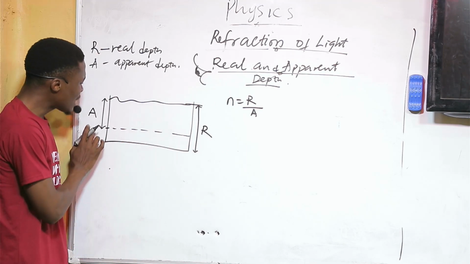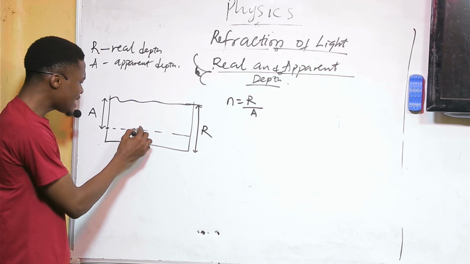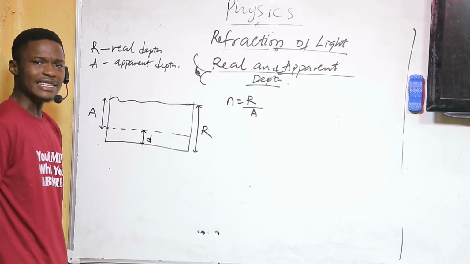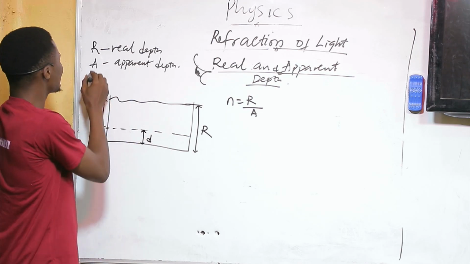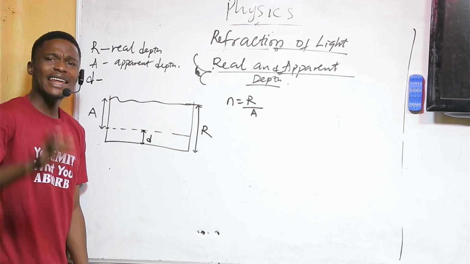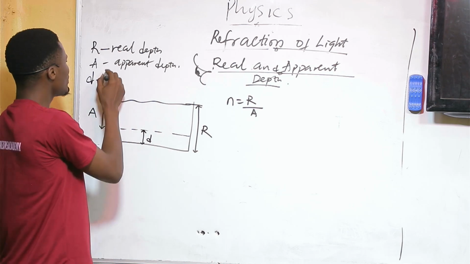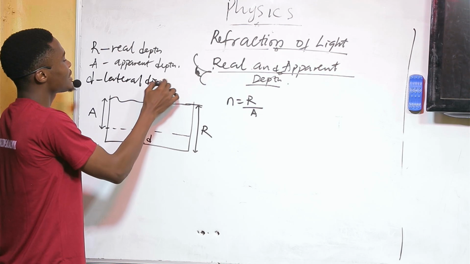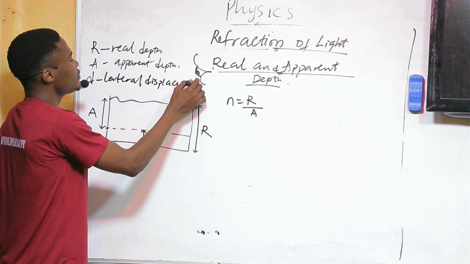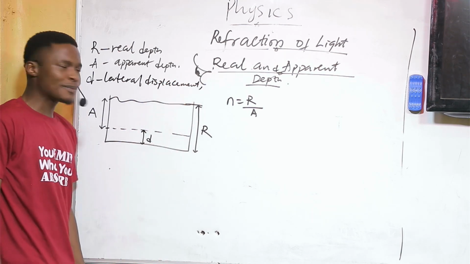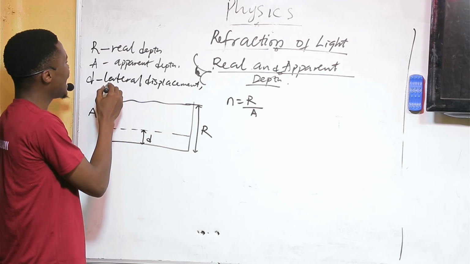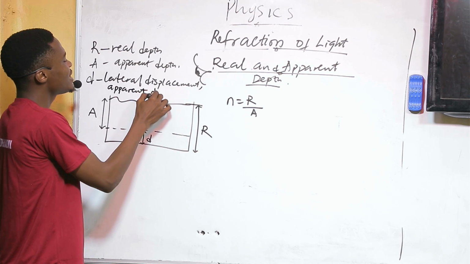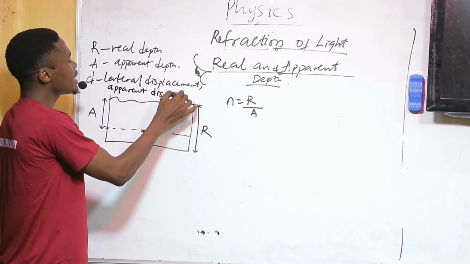Now, I want you to look at this diagram again. You see that from here to here is also a distance, D. That distance, D, is known as the lateral displacement. If you don't call it lateral displacement, you can also call it apparent displacement. So always take note.